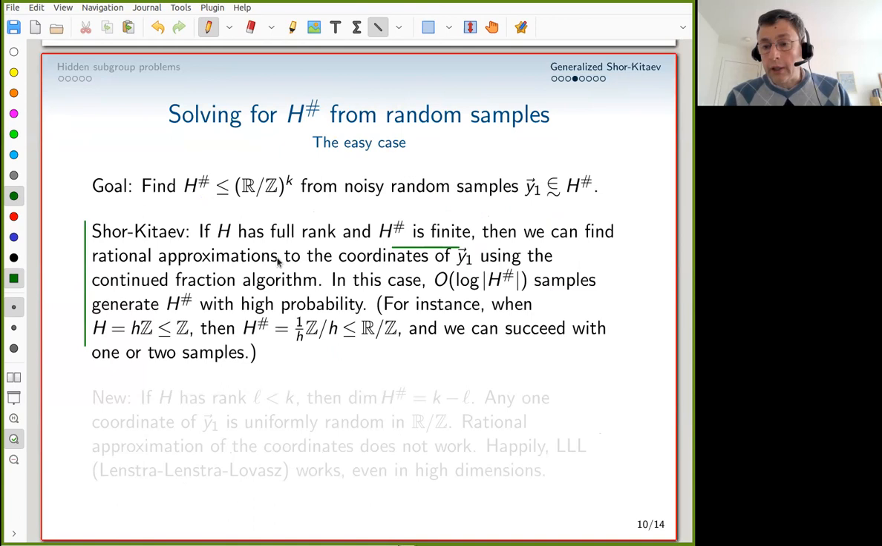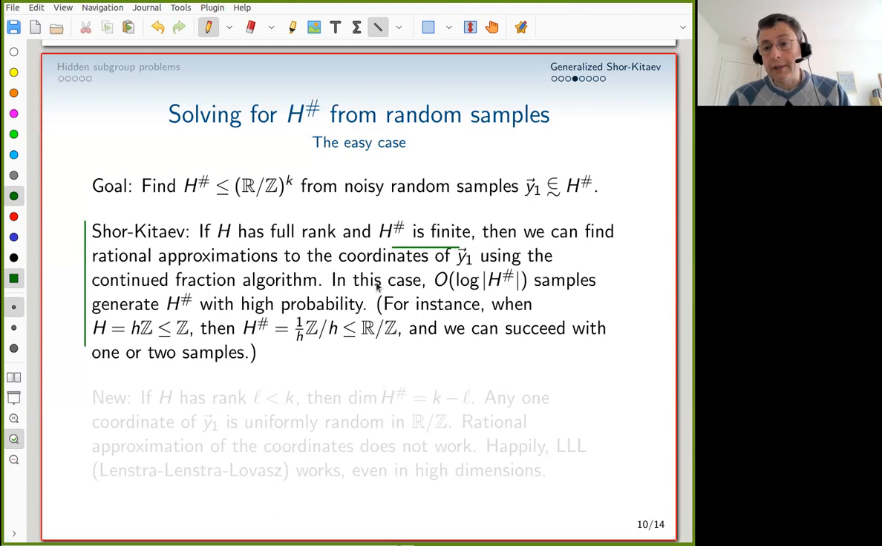So if there's little enough noise, then you use the continued fraction algorithm to find rational approximations to each coordinate of Y1. And then you know that you have elements of H sharp. And probably a logarithmic number of samples generate H sharp with high probability. A logarithmic in this exponential cardinality, which is therefore polynomial in the bit complexity of the answer.